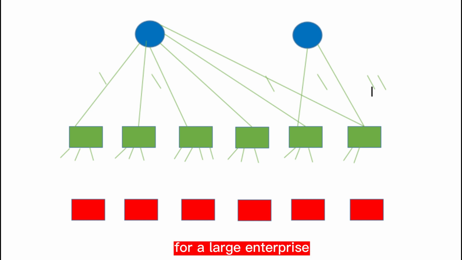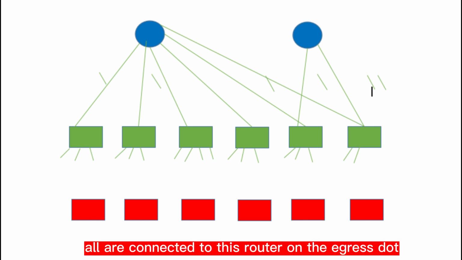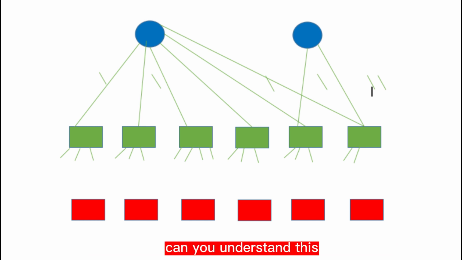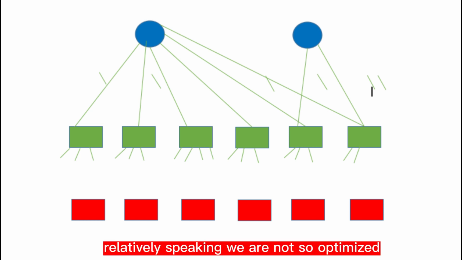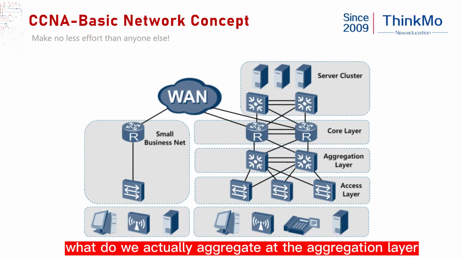For a large enterprise, you may have hundreds of them. You can't connect all the access switches to the router at the egress point. Can you understand this? Is that not very optimized? And we're going to make a backup too. Relatively speaking, it is not so optimized. So what do we actually aggregate at the aggregation layer?